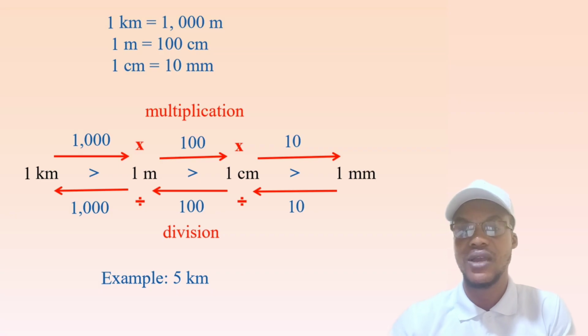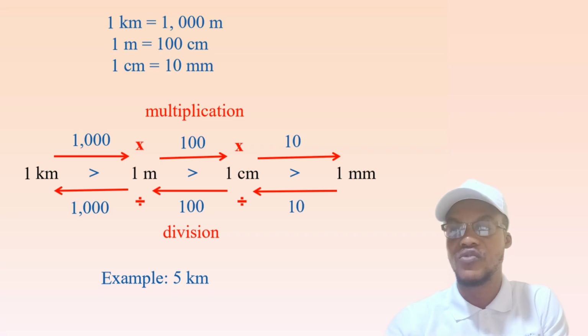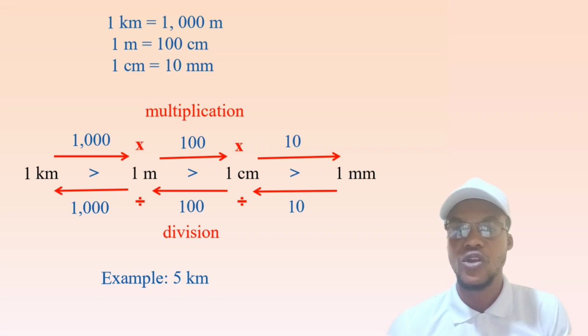Since we are converting from kilometers to meters, it means we are moving from a bigger number to what? A smaller number. Then do we divide or do we multiply? Remember I said when we are moving from bigger to smaller, we multiply.